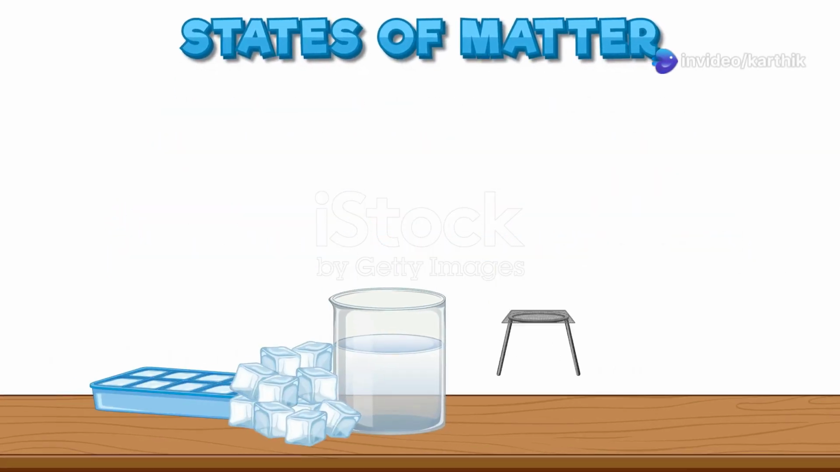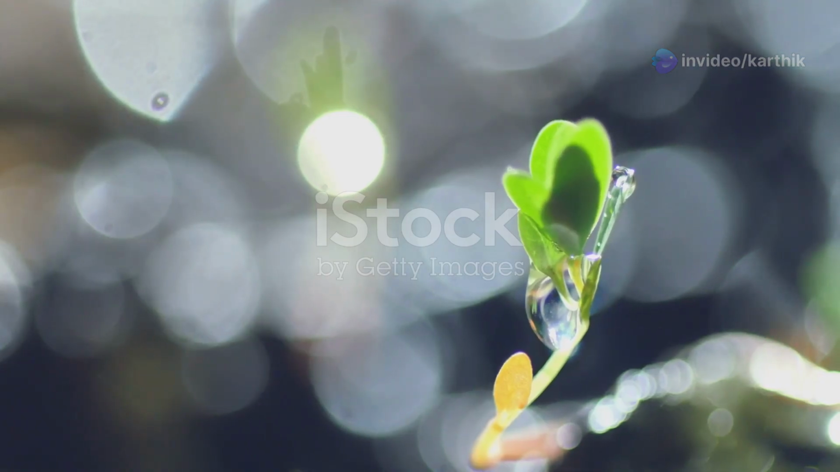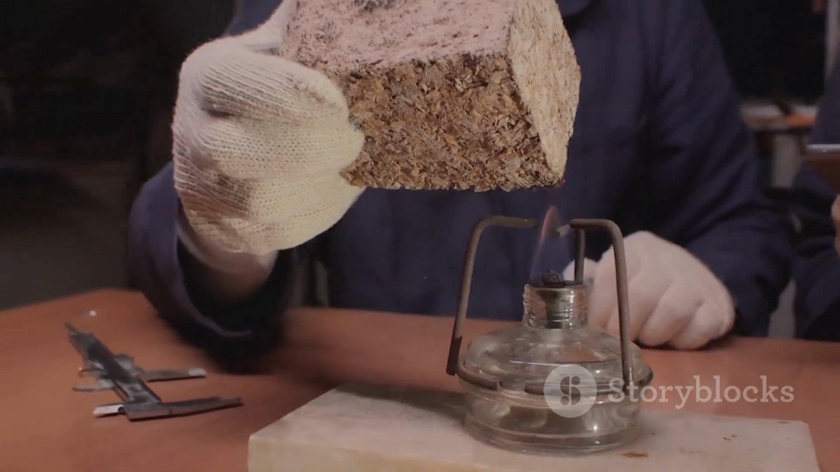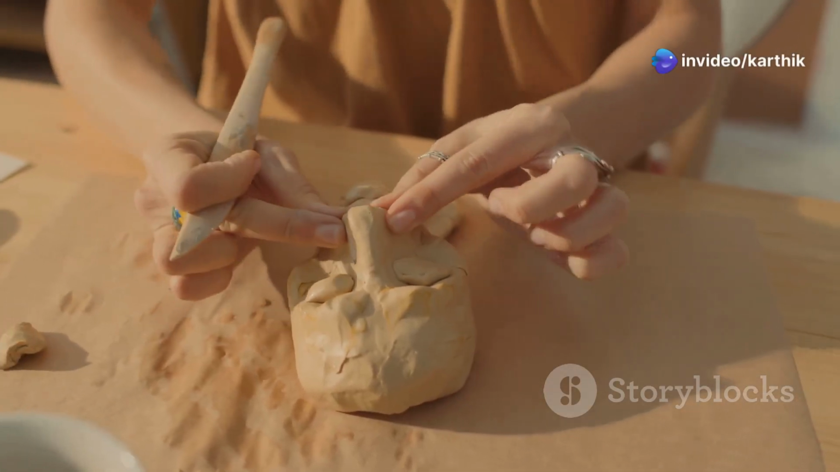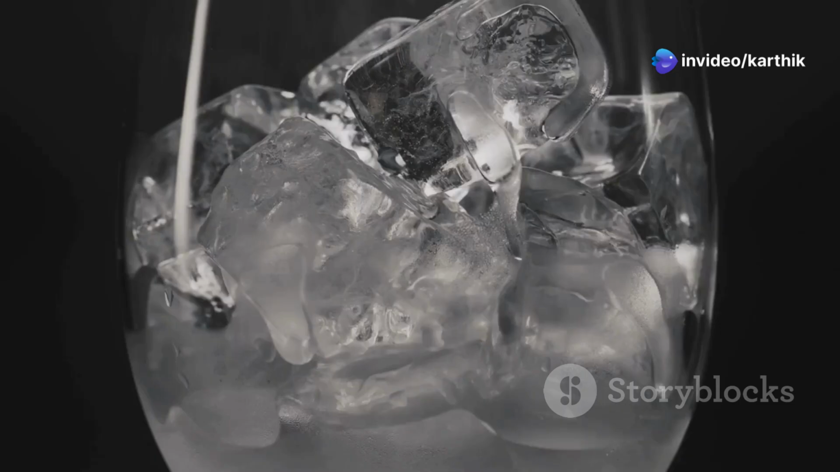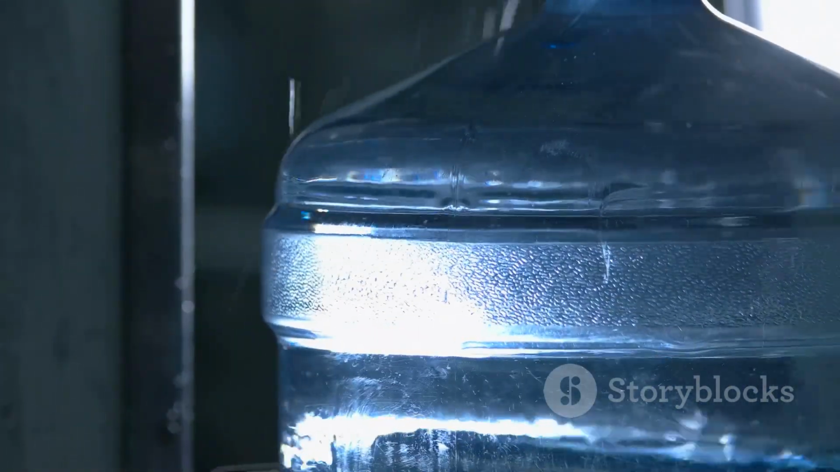Section 6. Matter's transformations, physical and chemical changes and their significance. Matter is not static, it can undergo changes. These changes can be classified into two main categories: physical changes and chemical changes. Physical changes are changes in the form or appearance of matter, but not in its chemical composition. Melting ice is a physical change. The water changes state from solid to liquid, but it's still water, H2O.